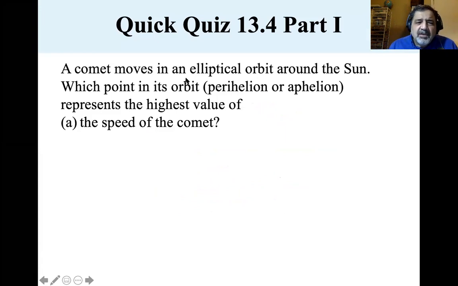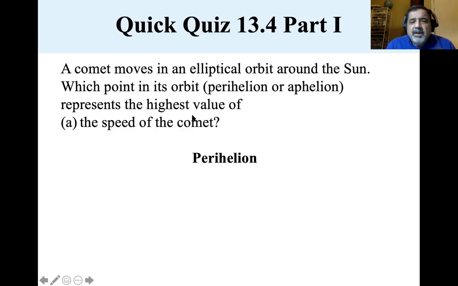If the highest speed comes from the highest kinetic energy, remember 1/2 mv squared, so the speed would be greatest at the perihelion. And sure enough, perihelion, there's the answer.